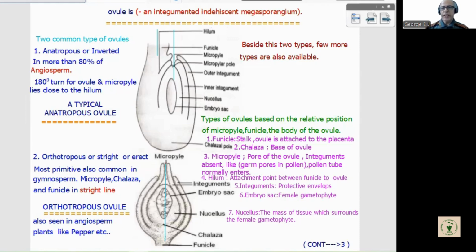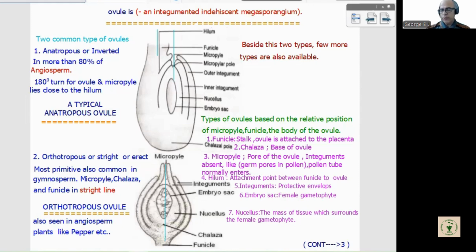Next item is integuments. Integument means protective layer. Two integuments will be there, outer integument and inner integument. Micropyle is the area where integuments are absent. Last one, embryo sac, otherwise called female gametophyte.